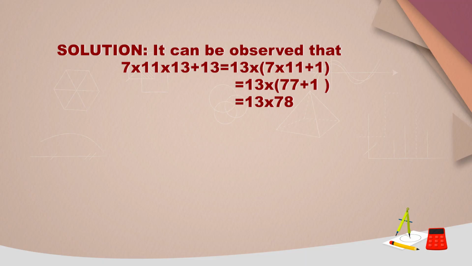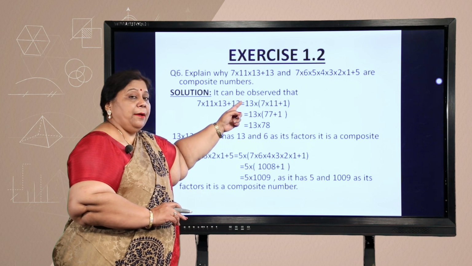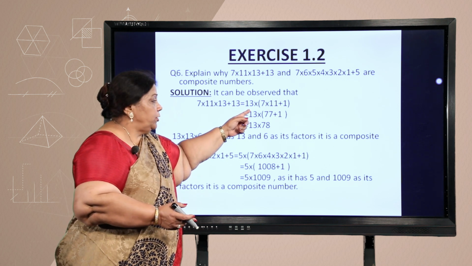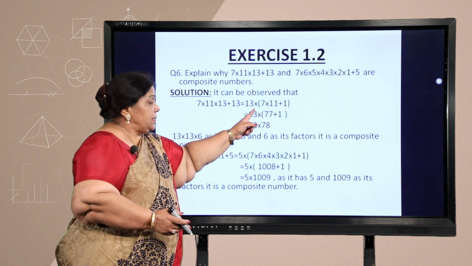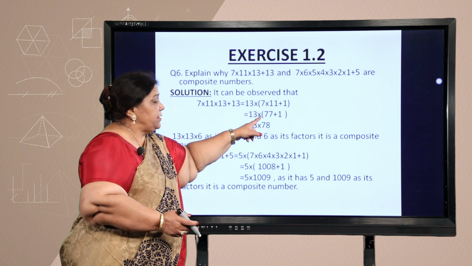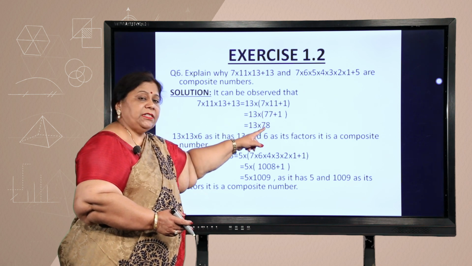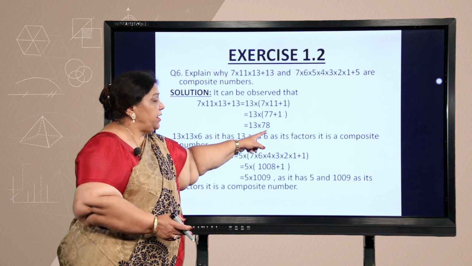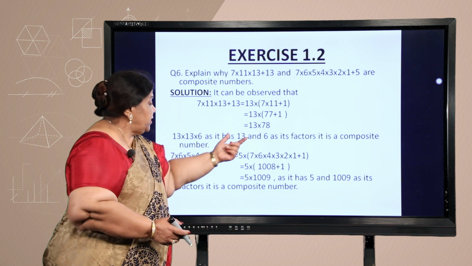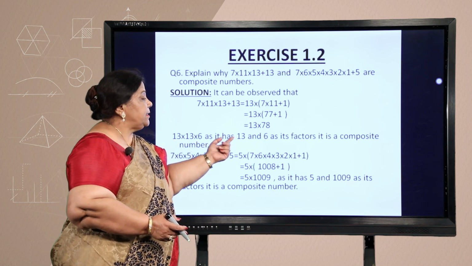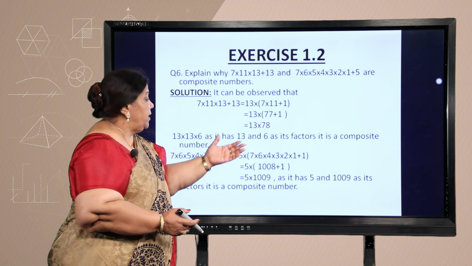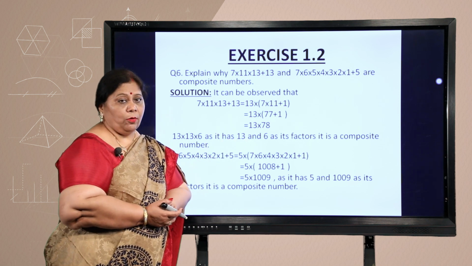Just observe that 7 into 11 into 13 plus 13 can be written as 13 into, what I am doing here? I am taking 13 as common, 13 into 7 into 11 plus 1. Now, I can solve this inside the brackets. 7 into 11 is 77 plus 1, that gives me 78. So, 13 into 78 are the two factors, which again can be factorized as 13 into 13 into 6. As it has 13 and 6 as the factors, therefore, it is obviously a composite number.